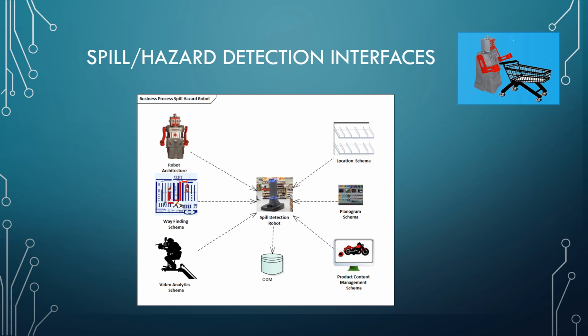Of course, the operational data model, in order to be able to record the result of those findings. Content management, to help identify systems and applications and devices and things that are already on the floor or in the system. Planogram, to help you identify, along with the product content management and the wayfinding, what's located where. And then the location schema, just to identify where you are within the store.